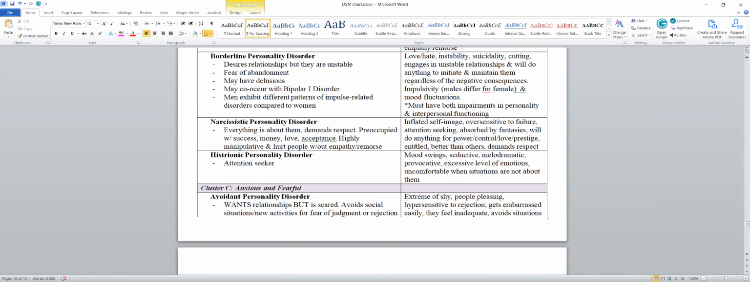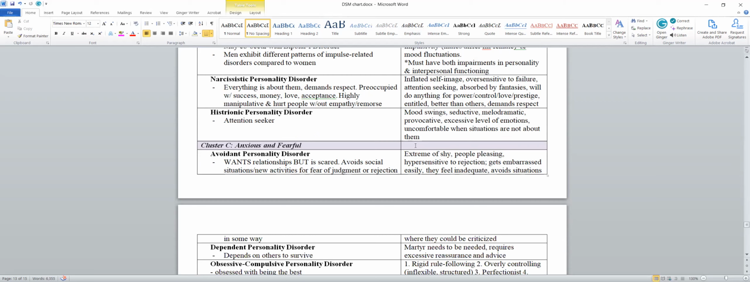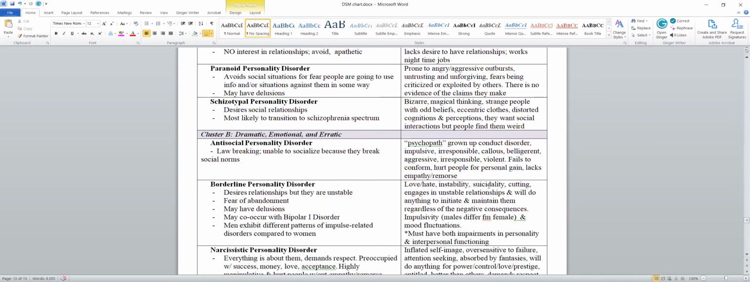Moving on to cluster C, the anxious and fearful. The avoidant personality disorder: they want relationships, but are scared. They avoid social situations and new activities because they fear judgment or rejection. They're extremely shy, people-pleasing, hypersensitive to rejection. They get embarrassed easily, they feel inadequate, and they avoid situations where they could be criticized. And that's the avoidant personality disorder.